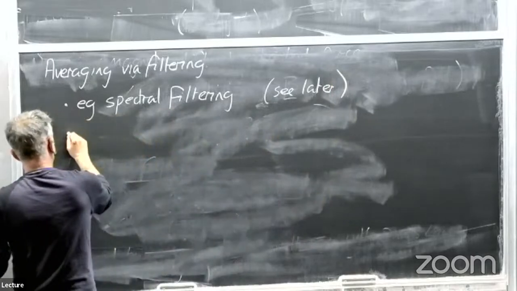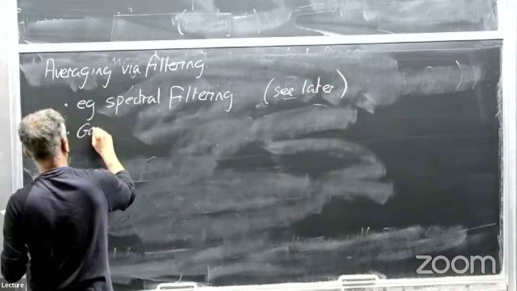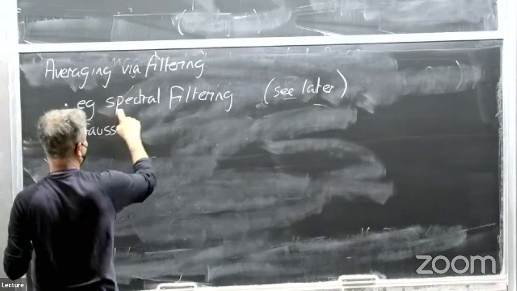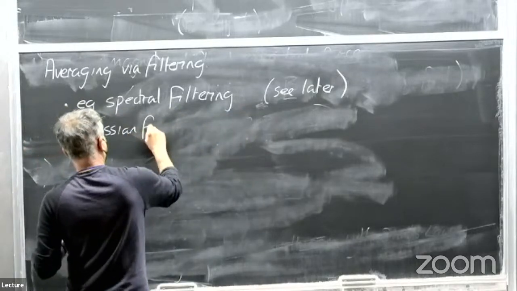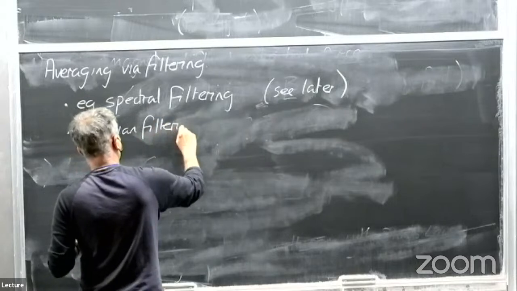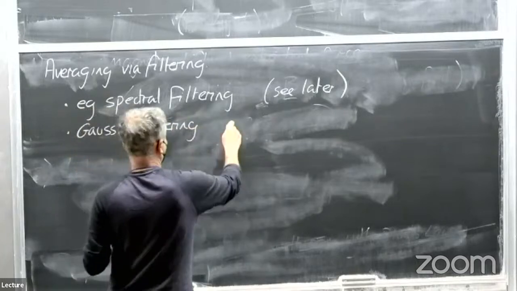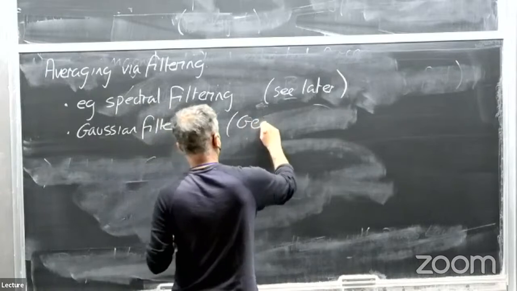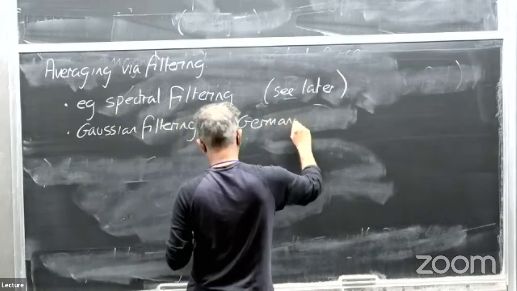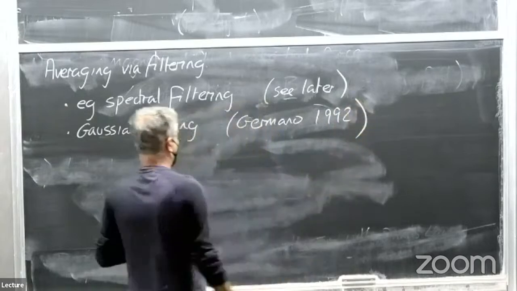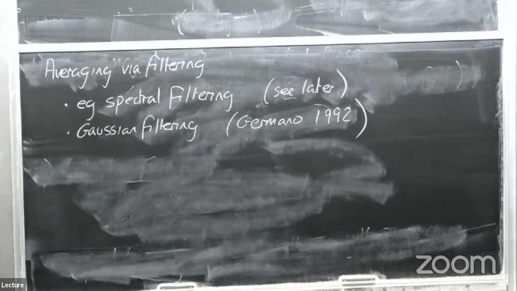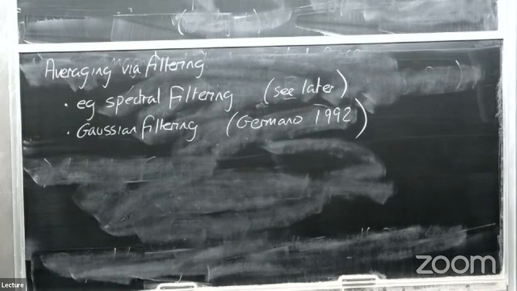There are other ways of filtering. You can think of this as filtering in Fourier space. You can filter in real space by doing Gaussian filtering. And there's a very beautiful paper by Germano, 1992, which talks about Gaussian filtering. Now, these don't necessarily satisfy the Reynolds rules.